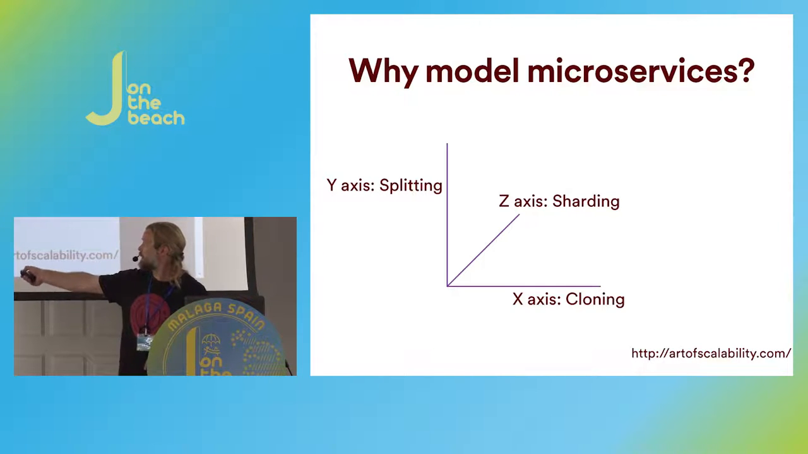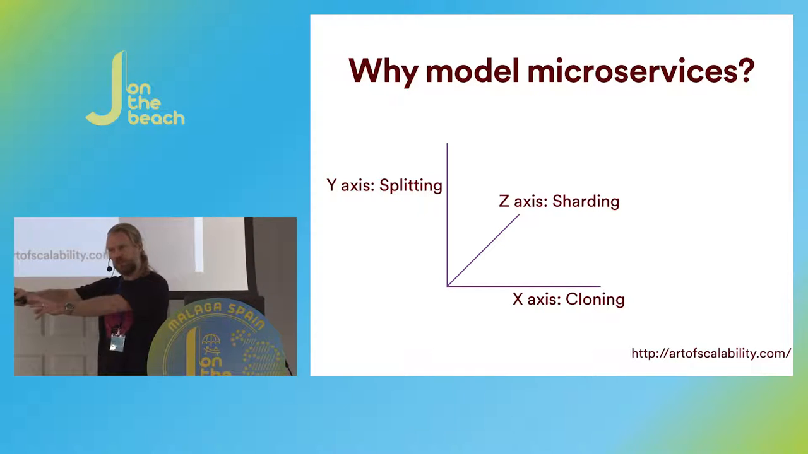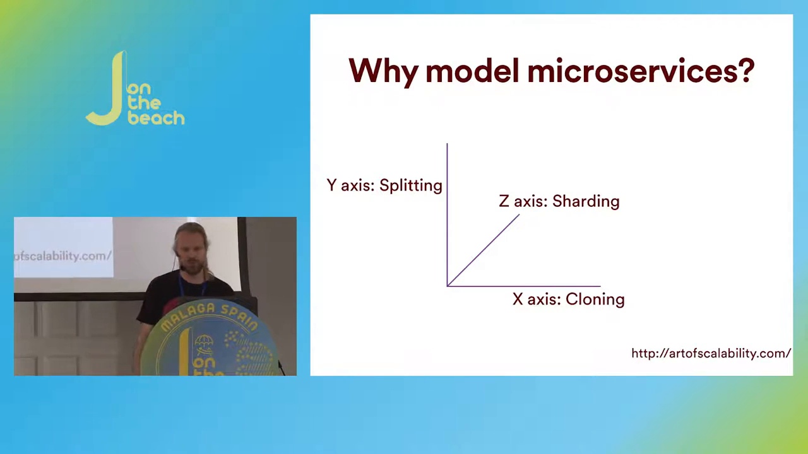Then you have the y-axis, which is splitting off different kinds of things. That's when you say, okay, we have the login service here, and it's one thing, and then we have the search service there, and it's another thing. Then you can scale them independently, both on the x and z axes, if you will.